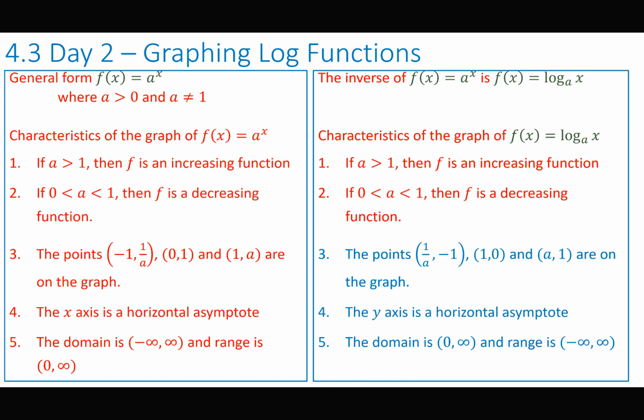Okay, so the general form of an exponential function, a to the x, it is increasing, and then it's decreasing if a is between 0 and 1. So if it was like half raised to the x power, we know it's actually a decreasing function. Number 3 gives you those 3 points that are always on a graph of an exponential function. The x-axis is a horizontal asymptote. It's never going to touch the x-axis. Domain and range of the exponential.